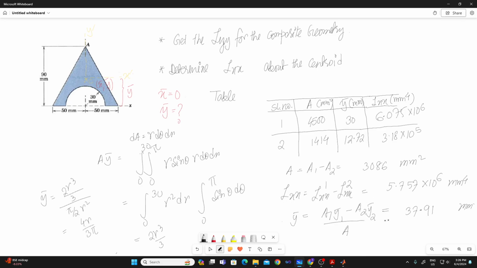Now you have all the ingredients that you require if you would like to evaluate Ix'x'. That is just Ixx minus A times y bar squared, and I am talking in reference to the shaded area. Everything is in reference to the shaded area. No triangle or semicircle is there, it's just the shaded area, for which I have the area, the moment of inertia about the global x-axis, and the y coordinate of the centroid, so I can evaluate the moment of inertia about the centroidal x-axis.